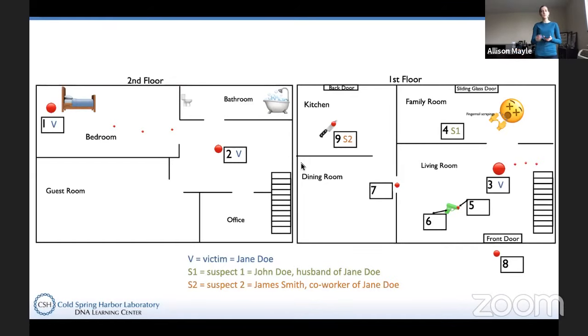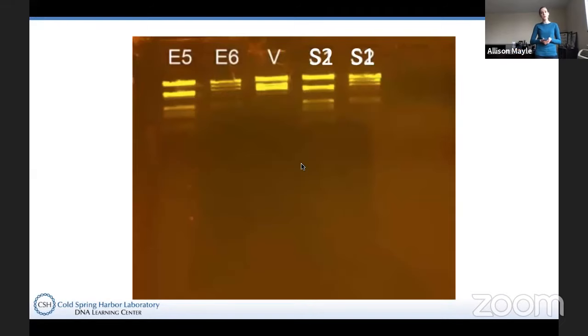And evidence 6 are some skin cells that came from the trigger of the gun. Okay, so that might be very informative. So here we can see evidence 5 and evidence 6.